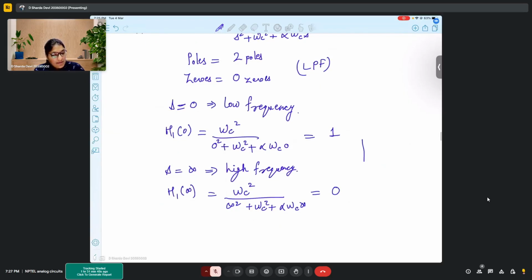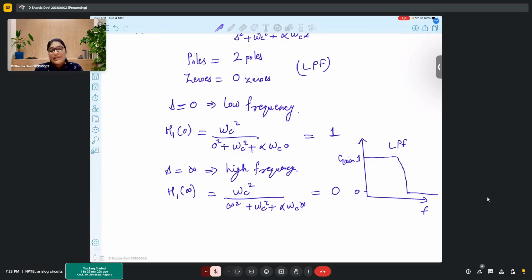So now if I try to plot my frequency response versus gain, I know that in lower frequencies it gives me a gain of 1, at higher frequencies it gives me a gain of 0, then more or less it is a low pass filter, right? Am I right? And also, out of all 5 filters, this kind of behavior is only observed in the low pass filter.